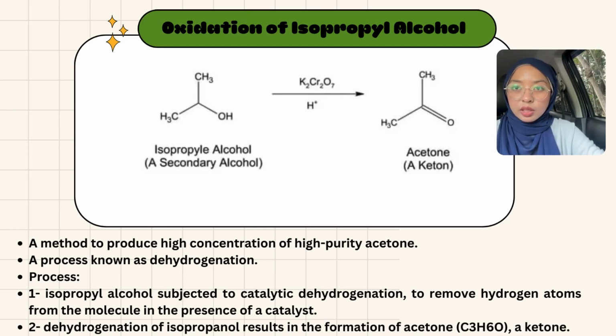The next method is oxidation of isopropyl alcohol, which involves a process known as dehydrogenation. This method is particularly relevant for industrial production because it produces a high concentration of high purity acetone. This process starts when isopropyl alcohol is subjected to catalytic dehydrogenation, a chemical reaction that removes hydrogen from the molecule. This reaction is typically carried out in the presence of a catalyst, which accelerates the reaction without being consumed. The dehydrogenation of isopropanol results in the formation of acetone, a ketone.